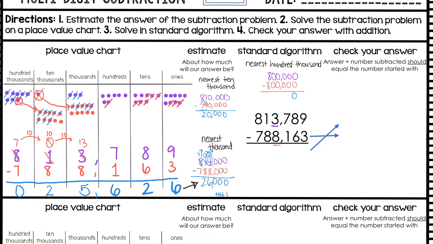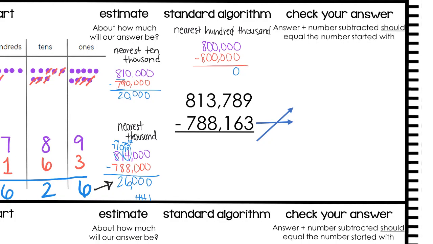Now we're going to do standard algorithm. All right, in standard algorithm, we have to begin in our ones place. So 9 minus 3 ones is 3, 4, 5, 6, 7, 8, 9, 6 ones. Then I have in my tens, 8 minus 6 is 2. Then I have in my hundreds place, 7 minus 1. Can I take away 1? Yes, I can. It's 6.